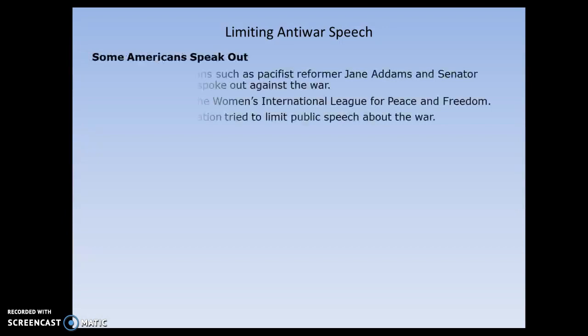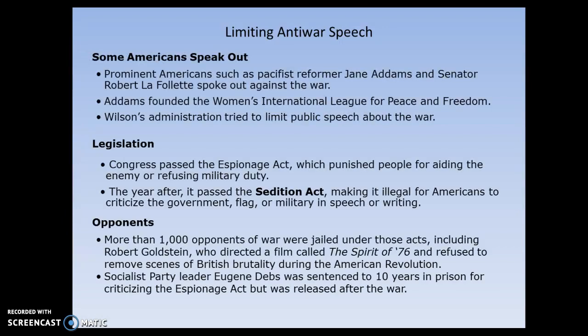There were reports spread that German secret agents were operating in the U.S., which caused some Americans to discriminate against German Americans. There was also an effort to limit anti-war speech. So some Americans spoke out. We talked a lot about Jane Addams earlier in the year. She founded the Women's International League for Peace and Freedom. And Wilson's administration tried to limit war speech as well.